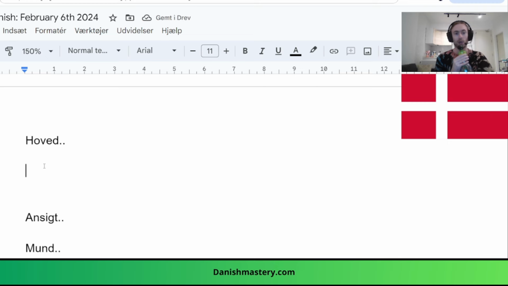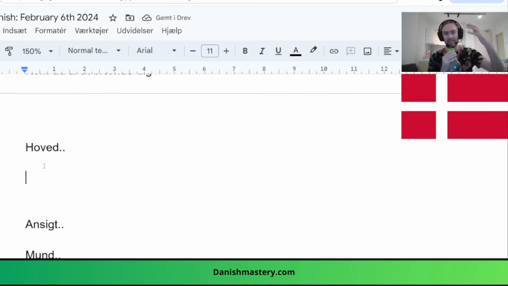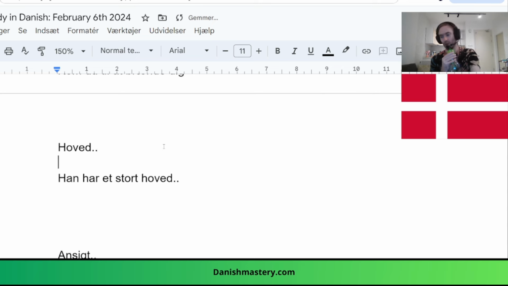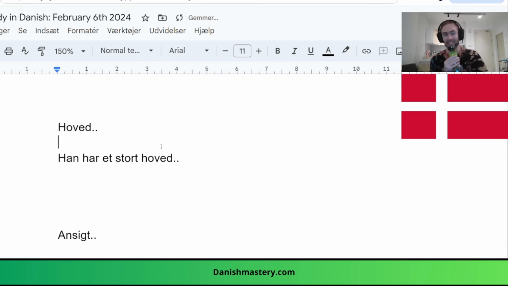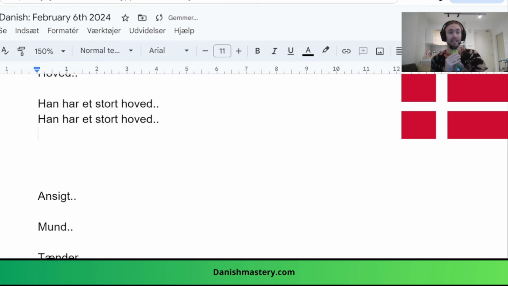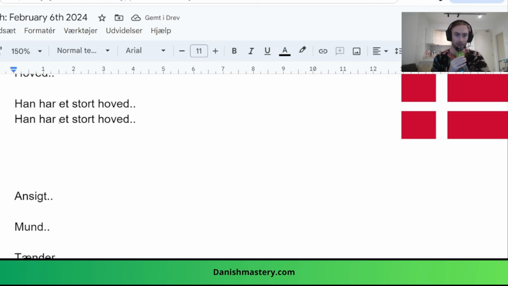Body parts here. We got hoved, and hoved is of course head. So, you could say a lot of things. You could say, han har et stort hoved. Very basic stuff. Han har et stort hoved. He has a big head. And then of course we have a lot of idioms and expressions, just like any other language.